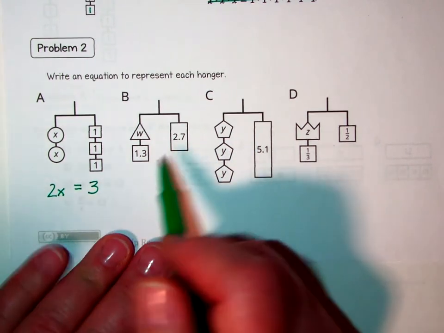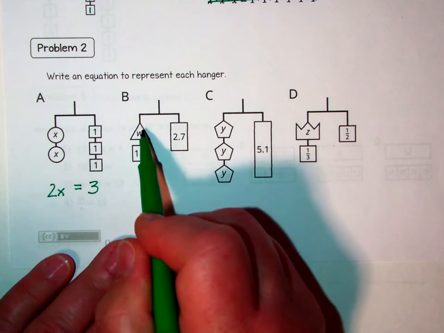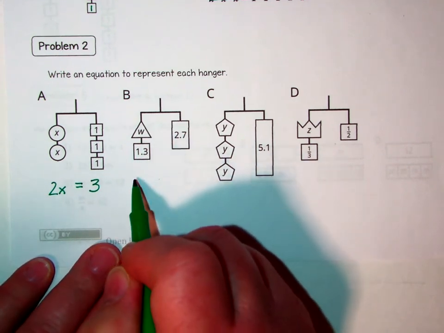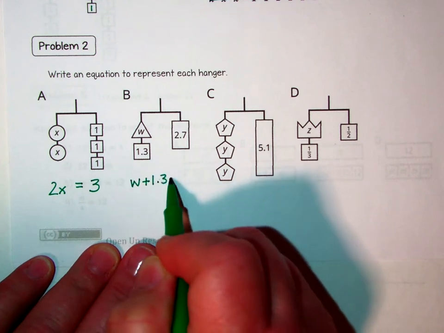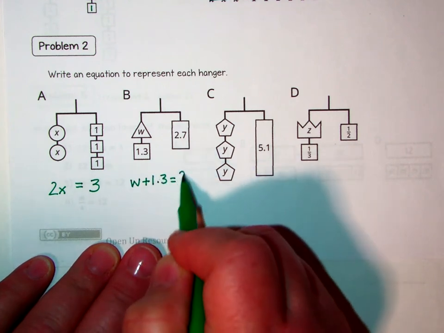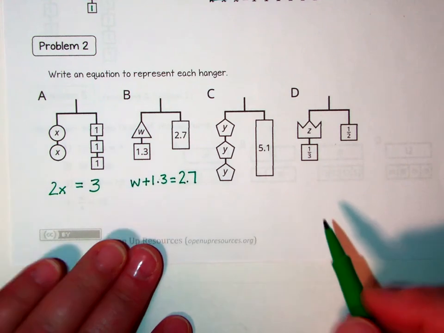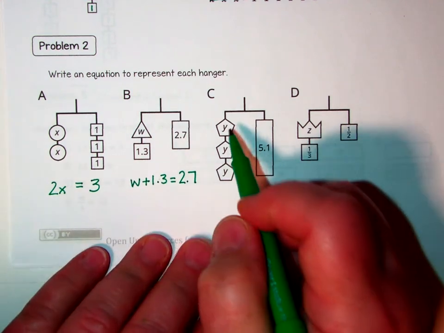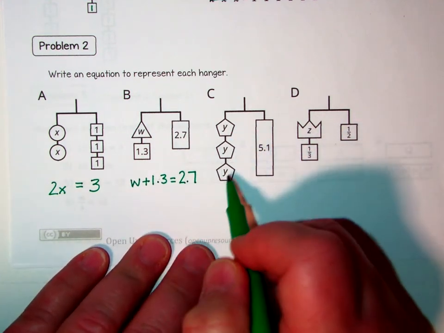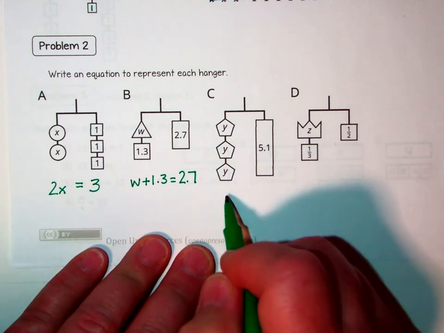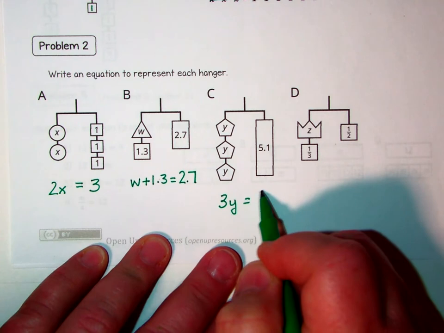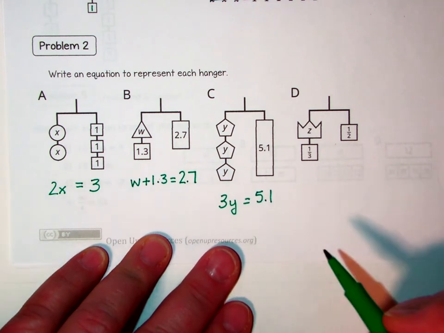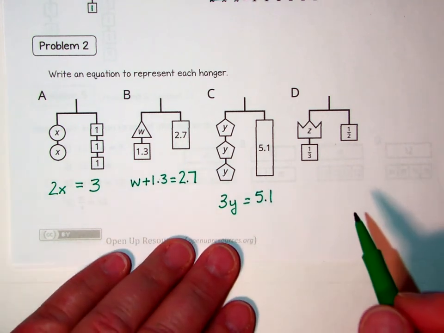For hanger B, on the left side I've got a combination of w and 1.3. So the left side is going to be w plus 1.3, and on the right side I've just got a weight of 2.7. Diagram C, on the left side I've got 3 weights that have a value of y, so 3 times y, and on the right side I have a weight with a value of 5.1, so 3y equals 5.1.